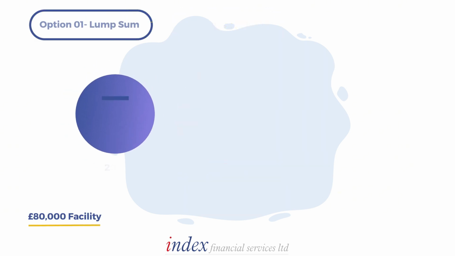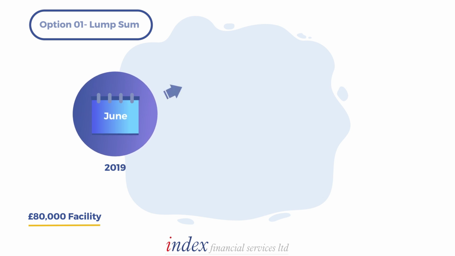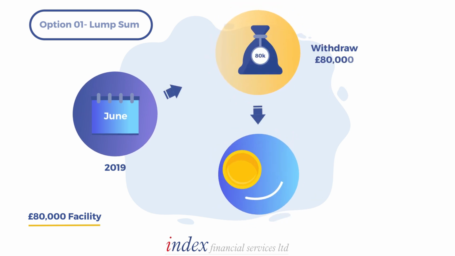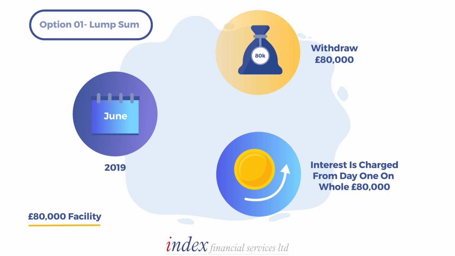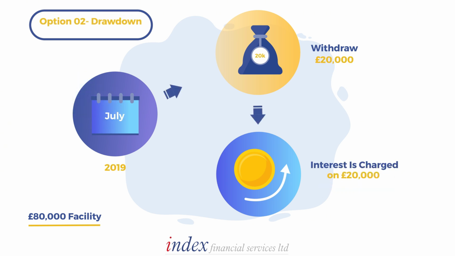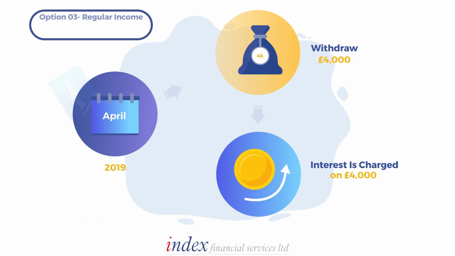There are various ways a lifetime mortgage can be structured. We can show this as an example on a loan size of £80,000. One is to take a lump sum up front, meaning interest is charged on the full amount from day one. The second way is to arrange a drawdown facility and to take the loan in stages as and when you need it. In this case, interest is only charged on the amounts you have drawn down. This can save money, as the undrawn parts do not have interest applied to them until they are drawn. The third option is to take your lifetime mortgage in the form of a regular income, with interest only being charged on the amounts released.